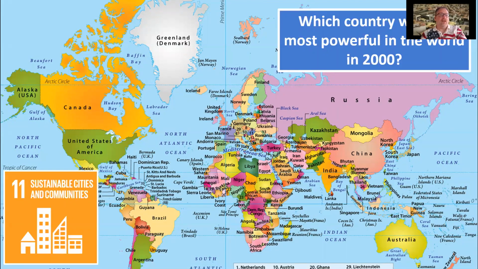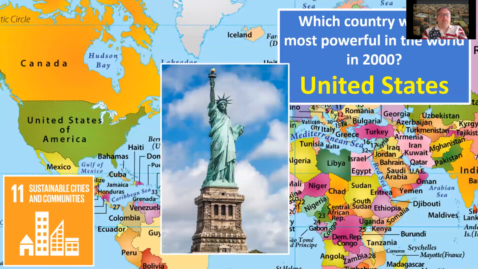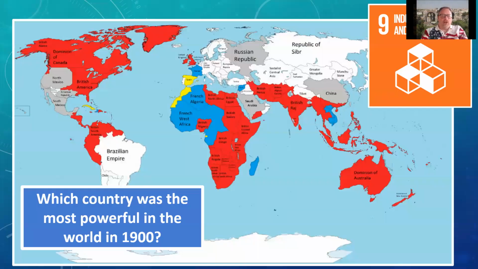So which one country was the most powerful nation in the entire world out of the 196 or 197 nations of the world, depending on who's doing the counting, in 2000? Perfect. It's the United States of America. Let's go back 100 years. Which country was the most powerful in the world in 1900?